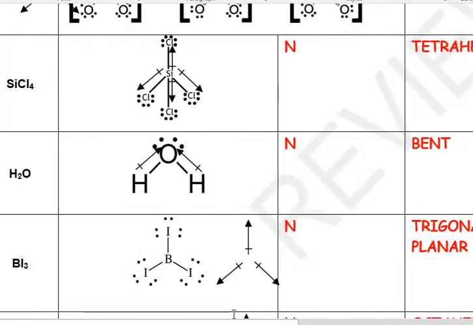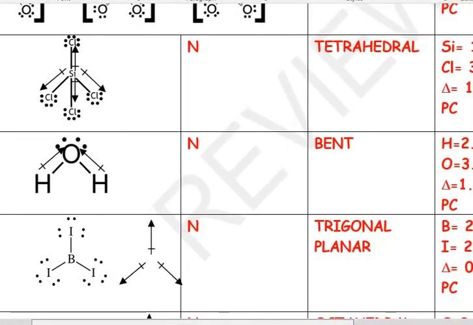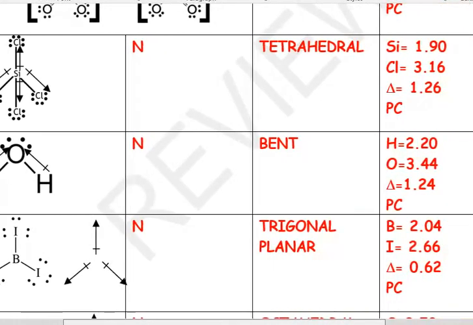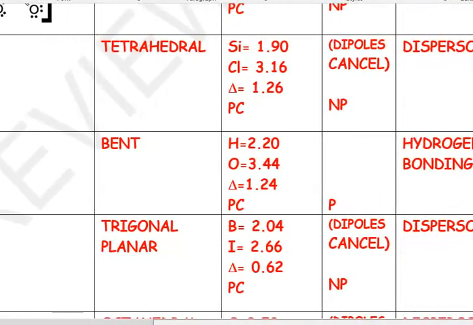BI3 here, no resonance. Remember, careful with the B's. So this is an exception. Trigonal planar. Notice how the dipoles are equiangular, right? Same amount of force. So we have dipoles, polar covalent, but they cancel because they're equiangular, so it's nonpolar, and dispersion.